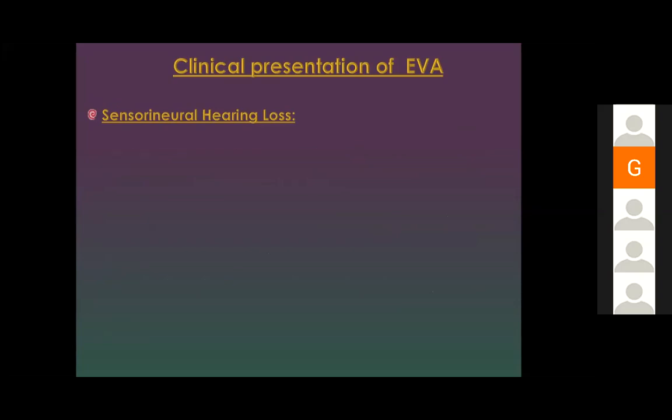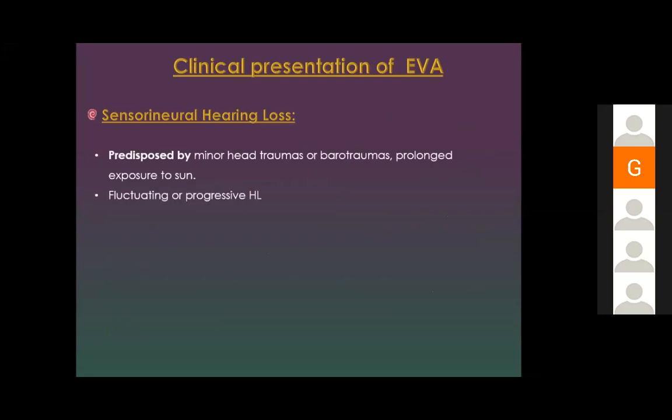Sensorineural hearing loss with EVA characteristics is predisposed by minor head trauma. The duct, as mentioned, is large, so direct trauma, even minor head trauma, can cause fluctuation of CSF pressure transmitted to sensory cells. It is proposed that minor head trauma, barotrauma, and prolonged exposure to sun are triggers, so we should instruct patients not to expose themselves to these.